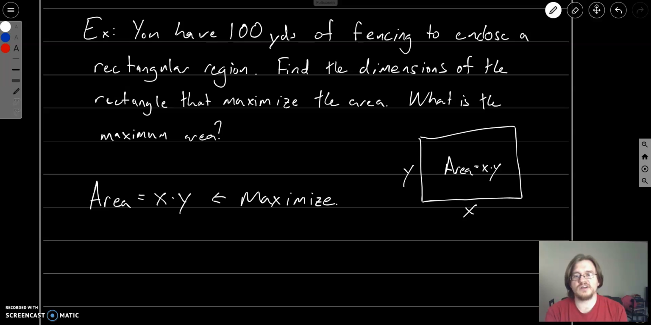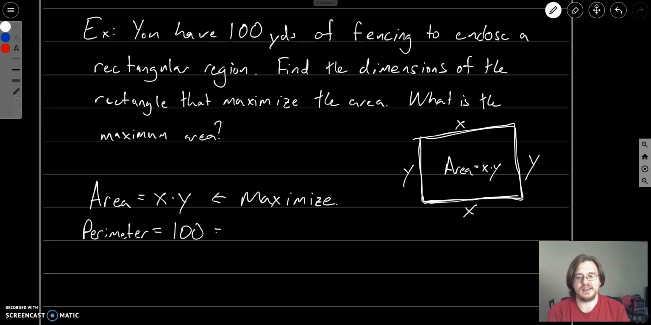However, we only have 100 yards of fence. So to stretch all the way around all 4 sides, we only have 100 yards of fence to use. Well, the perimeter of a rectangle, well, we have 2 sides that are x long and 2 sides that are y long. So the perimeter, which has to add up to 100 yards, is going to be 2 side lengths that are x long, and 2 side lengths that are y long. So using this, we can describe a relationship between x and y.